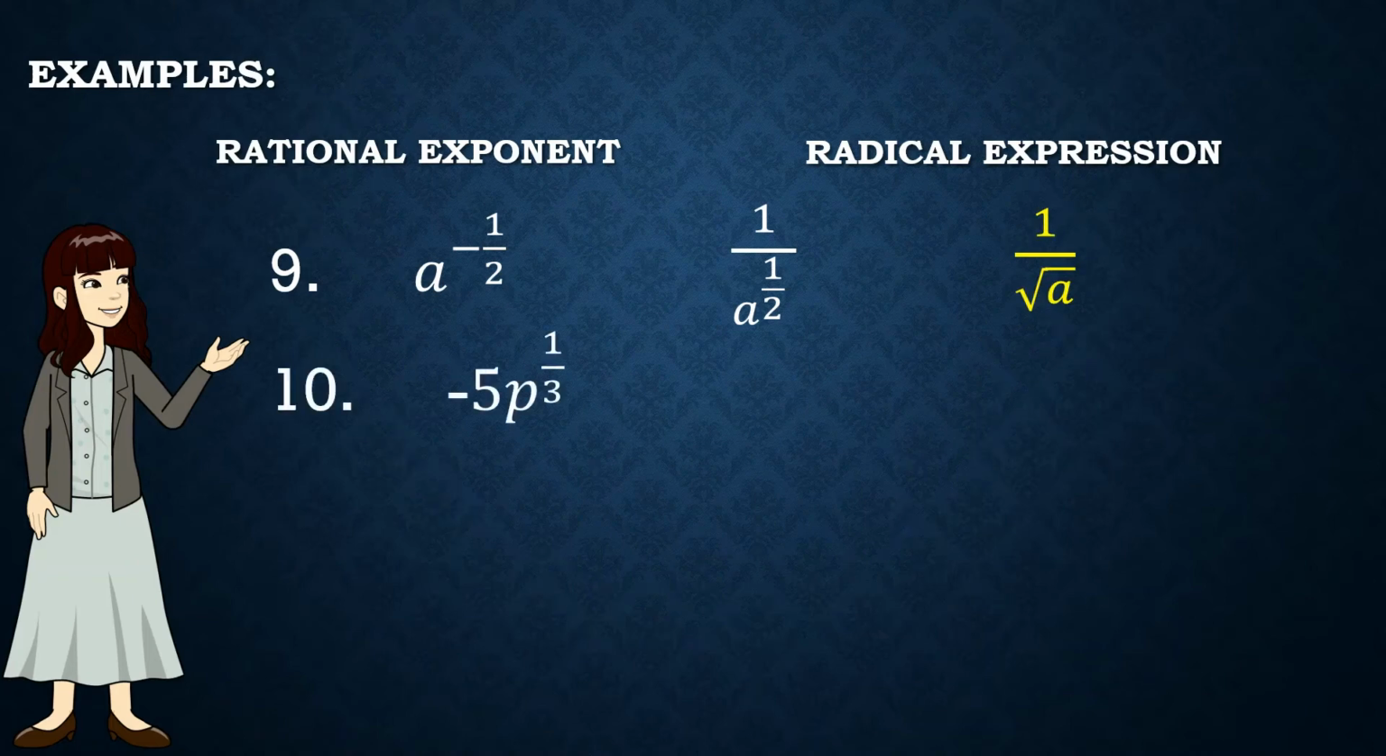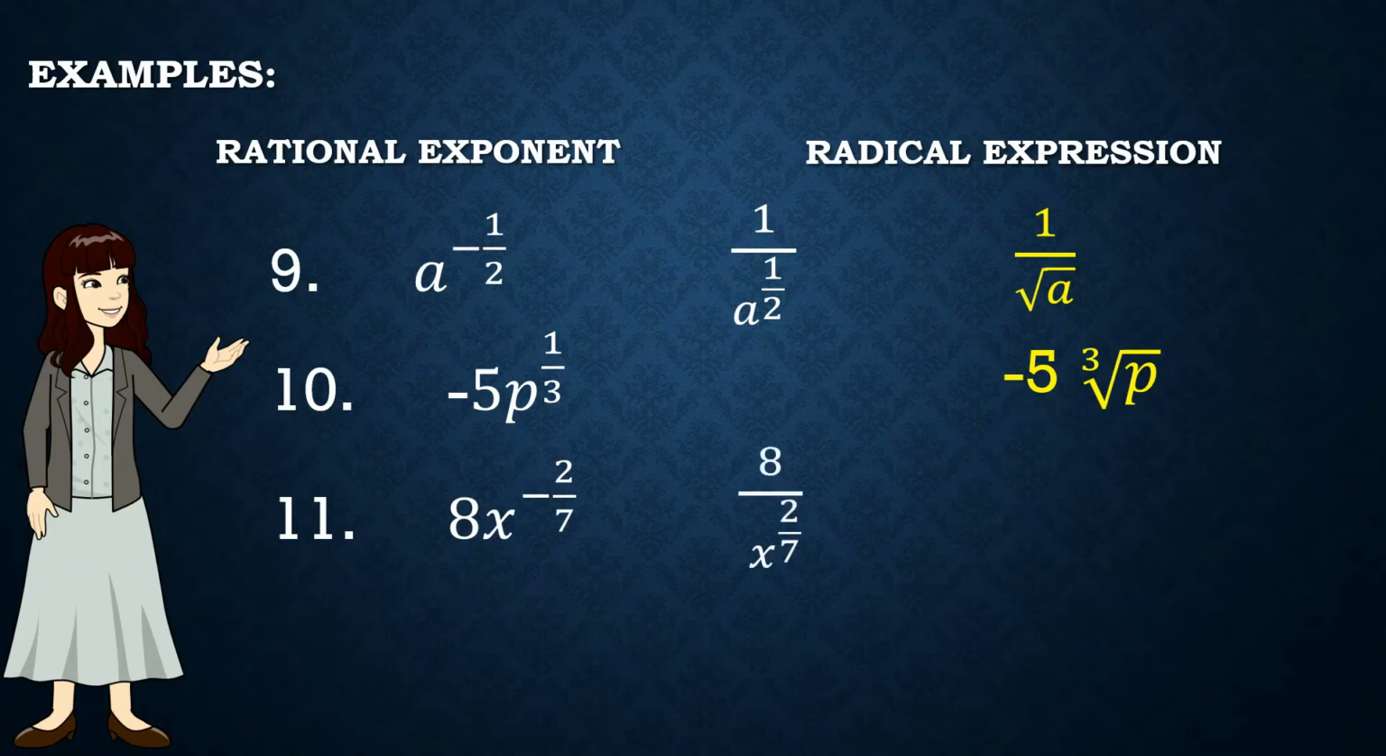Number 10, negative 5p raised to 1/3. We can write that as negative 5 cube root of p. Next is 8x raised to the negative 2 over 7. So take the reciprocal: 8 is in the numerator over x raised to 2 over 7. And in radical expression it becomes 8 over the 7th root of x squared.